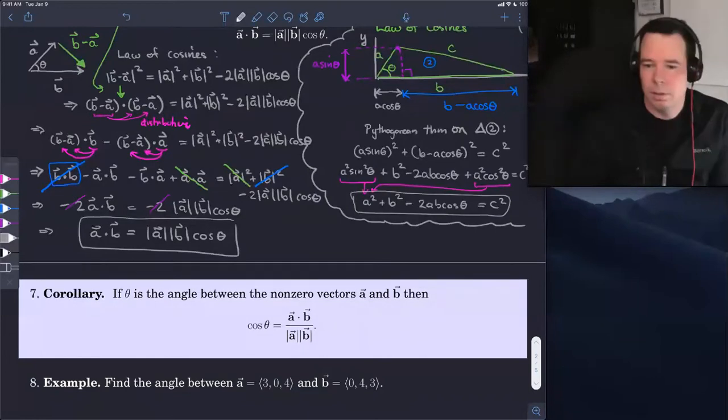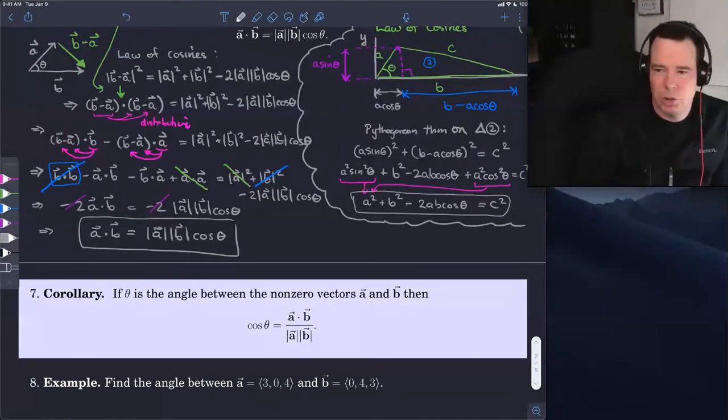So we can rewrite this last expression as a corollary. If theta is the angle between two non-zero vectors A and B, then the angle satisfies, well, cosine of the angle is equal to the dot product of the two divided by their lengths.